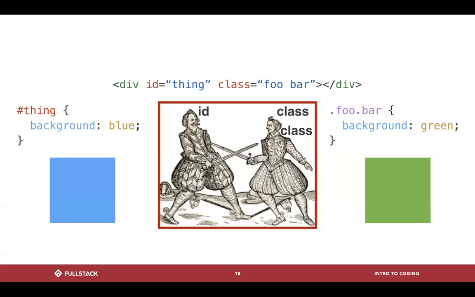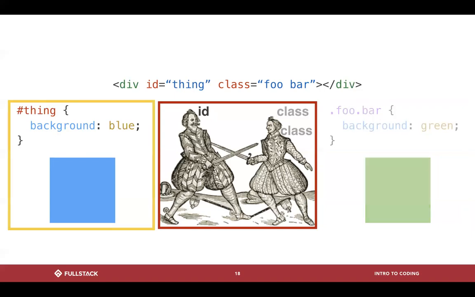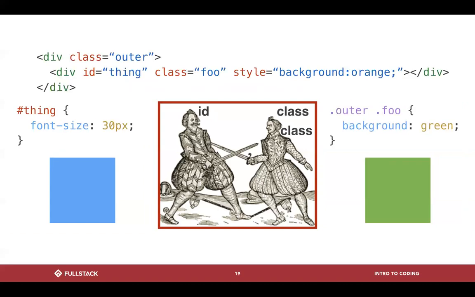Now, in this case, we have conflicting rules. One is an ID, and the other is a couple of classes. So what's going to win? The IDs. IDs always beat classes. It doesn't matter how many classes or what combination of classes you have. IDs always beat classes.